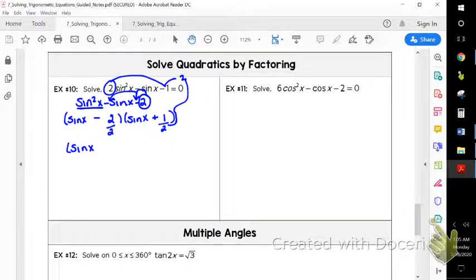So we got sine of x minus 1 times 2 sine of x plus 1, and if you can't simplify it, you throw that number in front of the sine. And bring back your equals 0. And just like earlier, now we've got two things being multiplied, so we're going to set them each individually equal to 0 and solve.